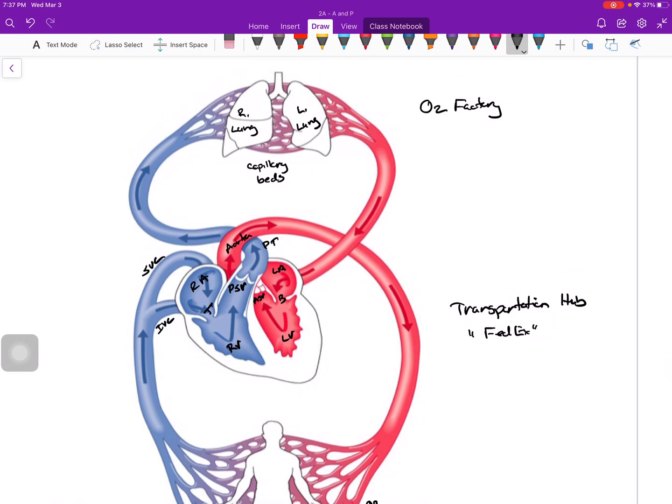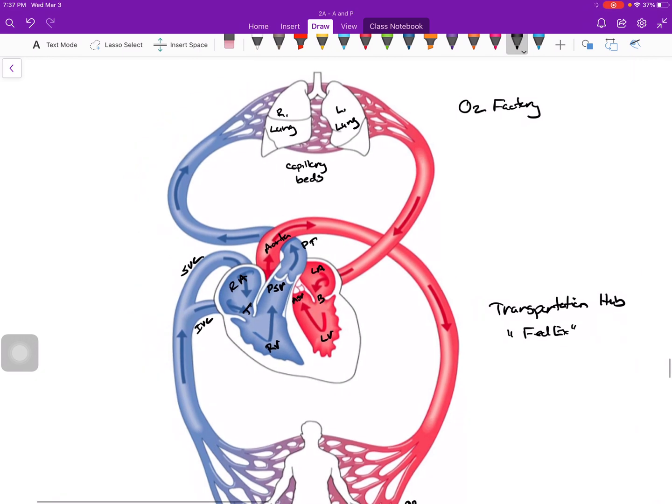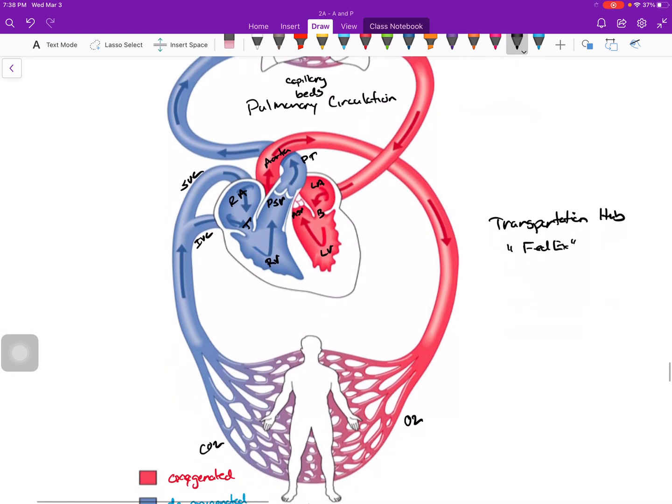And so this up here, guys, is pulmonary circulation. Blood flow from the heart to the lungs and back. Down here, I have blood flow leaving the heart, going to the body, and then coming back to the heart. And this is systemic circulation.